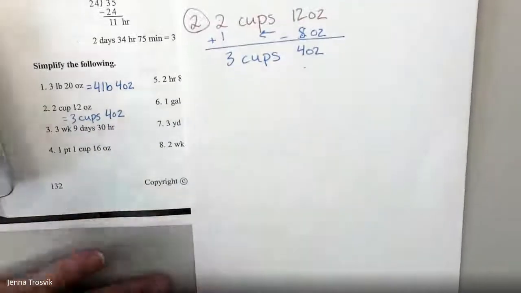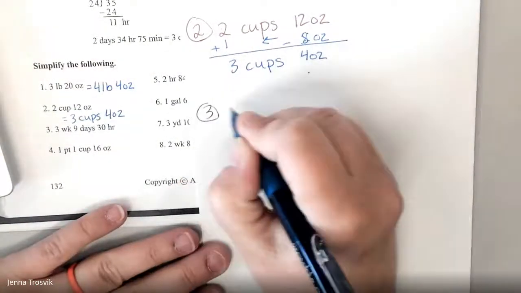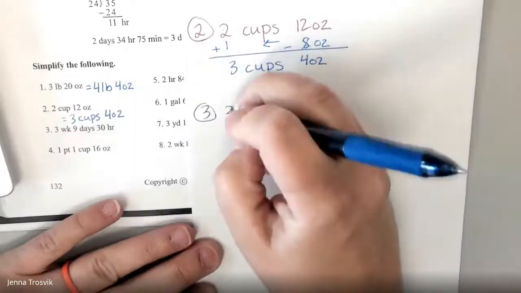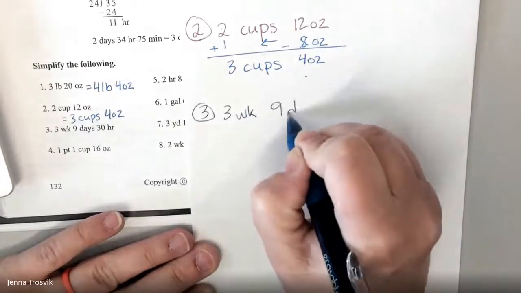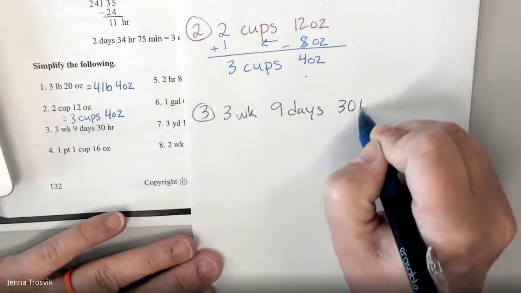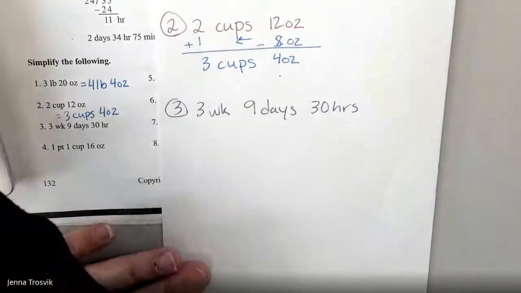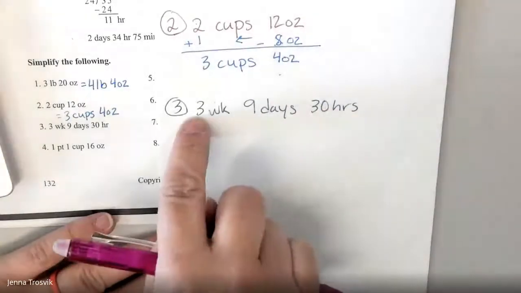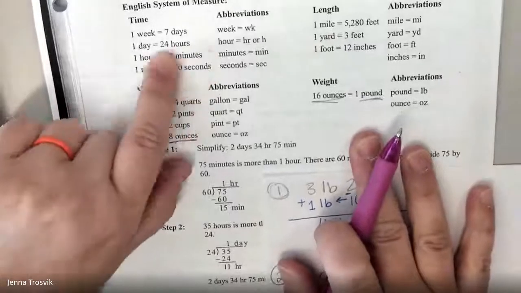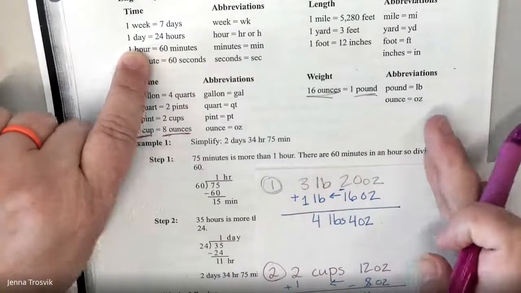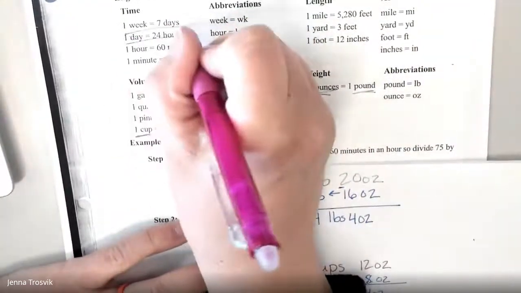All right, next one. Number 3, I have 3 weeks. A 3-step conversion. Whoops. Sorry, guys. 3 weeks, 9 days, and 30 hours. So we're going to start with our hours. And then we're going to work our way over. So this is going to be a multi-step equation because we have 3 different pieces. You guys know, based on up above, that there are 24 hours in a day, and there are 7 days in 1 week. So we're going to need both of these for this conversion.